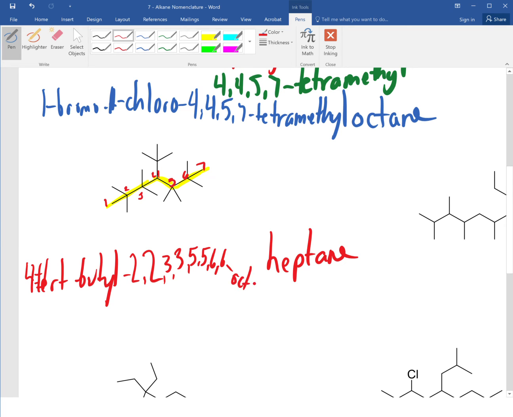So that becomes octa for 8. So octamethyl tells us we have 8 methyl groups. And then that should continue straight across to heptane, but I ran out of room. So the full name of our compound is 4-tert-butyl 2,2,3,3,5,5,6,6 octamethyl heptane.